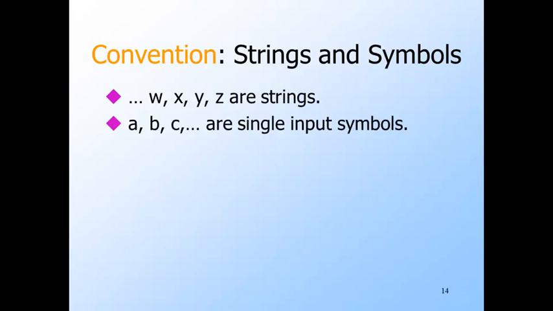There are two important conventions we're going to use. They let us know the types of things without declaring types. In particular, we can distinguish between strings and characters. We use lowercase letters at the end of the alphabet, W, X, Y, and Z, and sometimes U or V, to represent strings. When you see one of these letters, you need to think, aha, that's a string. And lowercase letters near the beginning of the alphabet will represent single symbols. Again, we'll try to remind you at first, but you have to think single symbol when you see one of these letters.